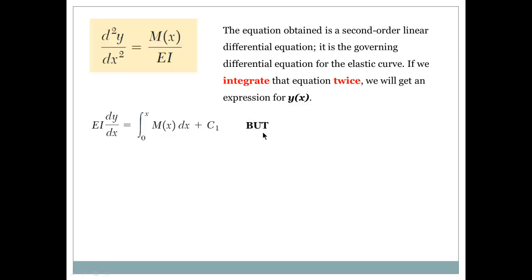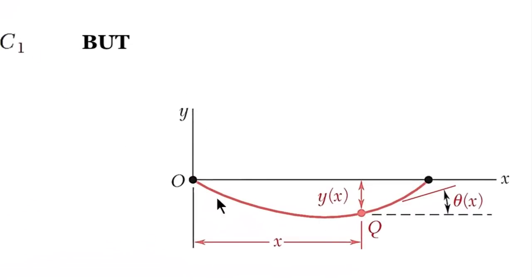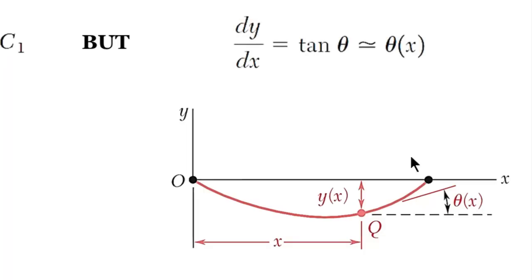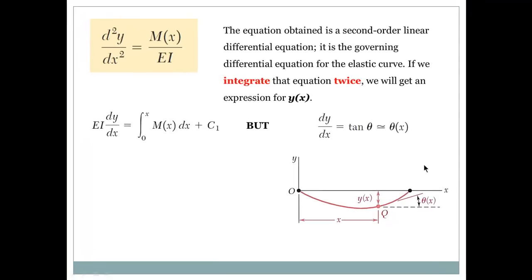Okay, but remember this. Looking at this figure right here, if I want to see dy/dx, you can basically think of it as y over x. So what is y over x? It's the tangent of this angle theta, and for a small angle the tangent of the angle is the angle. Okay, and that is what we call the slope at this location. So I can rewrite the above as this. Anyways, I'm going to continue integrating.